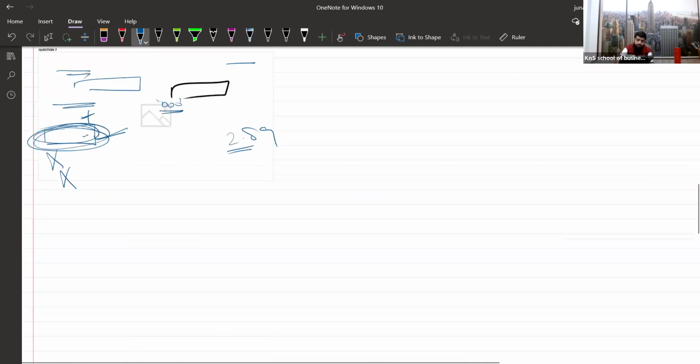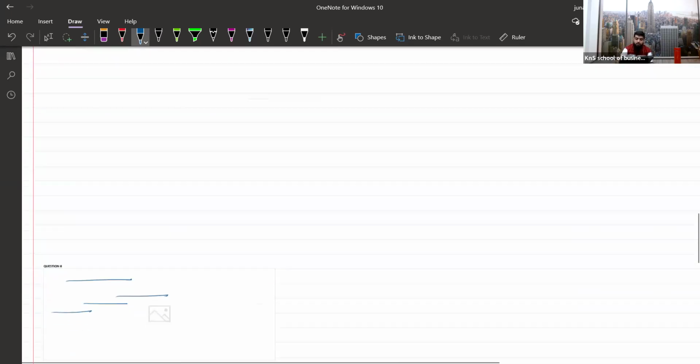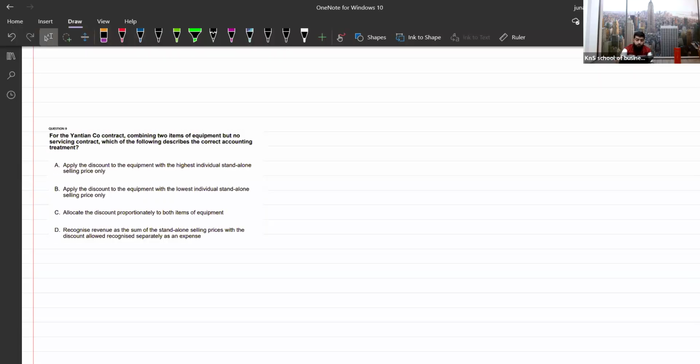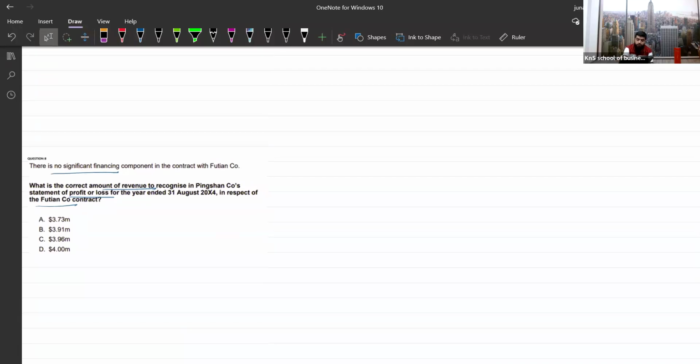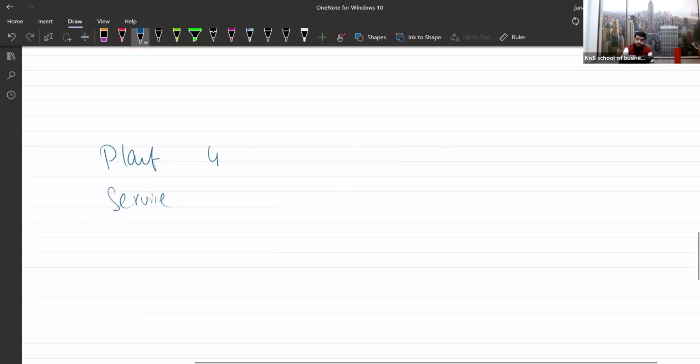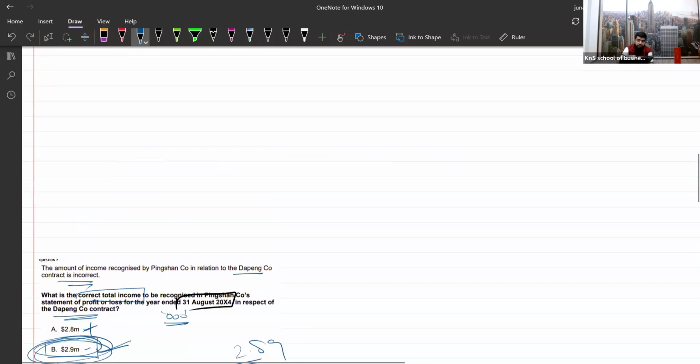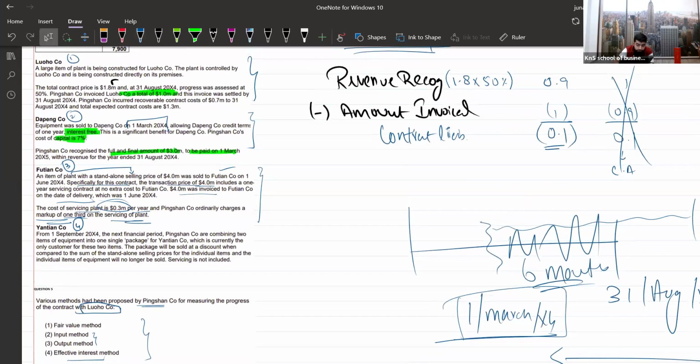Now, this is not related to the construction contract. This is related to the 5-step model, that is to record the revenue by applying the discounts. First of all, identify the performance obligations. We have two performance obligations. Number one, plant, and number two, 1-year service. The standalone price of plant is 4 million. The standalone price of the service is not given, but the hint is given: the cost of the service is 0.3, and the markup is 1/3.